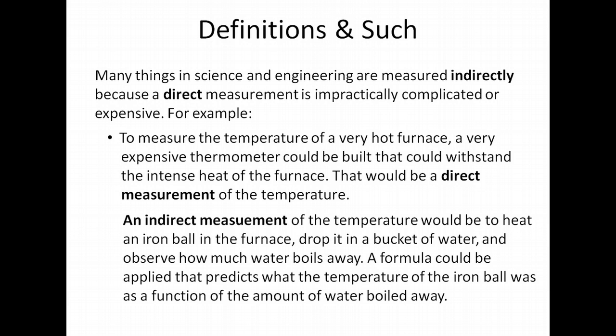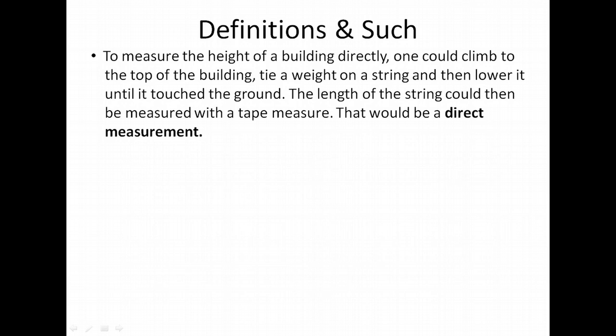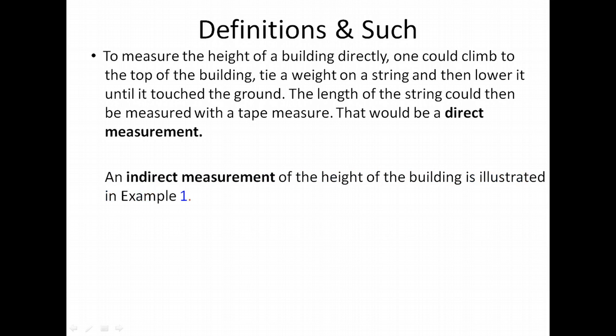One of the things that we use quite frequently is overlapping triangles, which allow you to estimate things like the height of a building, the distance across a river or a lake, and all these kinds of things. One way that you could measure the height of a building directly is to climb to the top of the building, tie a weight on a string, and lower it until it touched the ground. The length of the string could then be measured with a tape measure. That would be a direct measurement. It wouldn't be very practical, but it would be a way to do it.